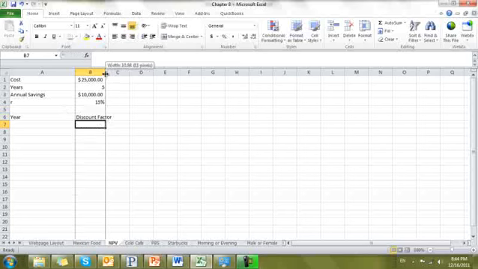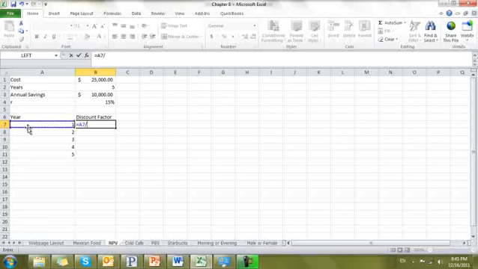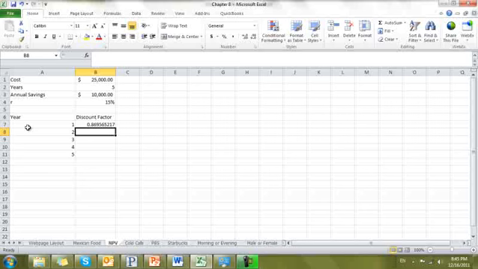Let's make this column a little bit wider. There we go. Year 1, 2, 3, 4, 5. So at the end of year 1, my discount factor is equal to 1 divided by 1 plus the interest rate. That'll do it. The end of year 2, I'll take that 1 and divide it by, open parenthesis, 1 plus the interest rate, and then I have to square it. We can do it that way.